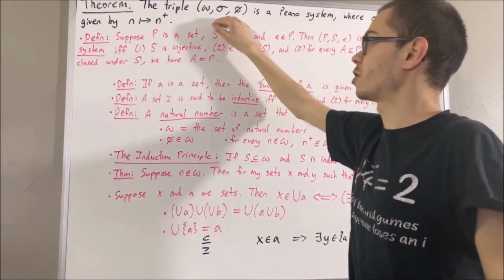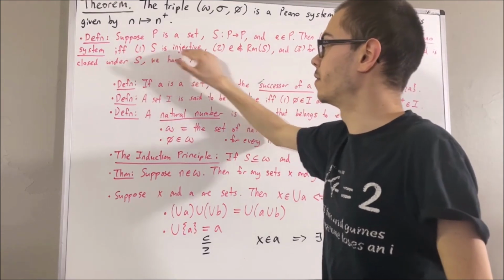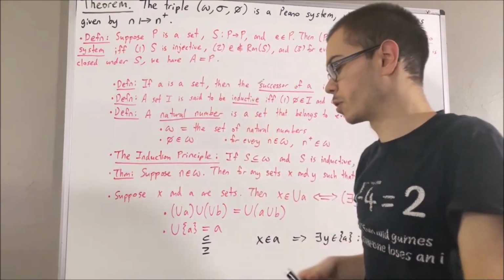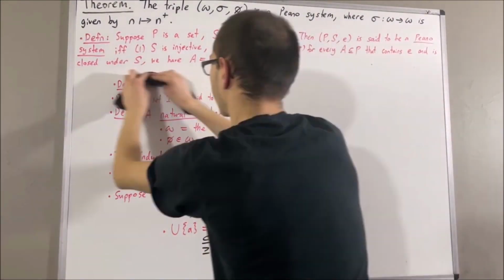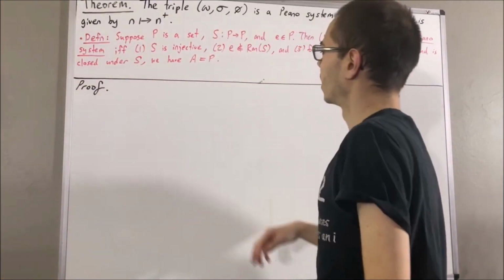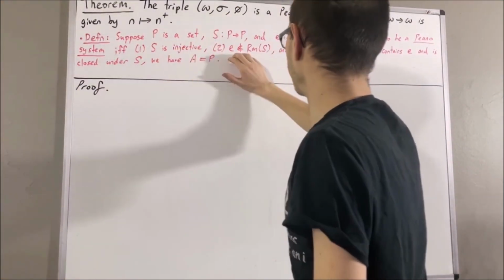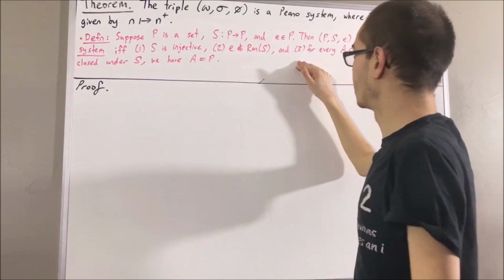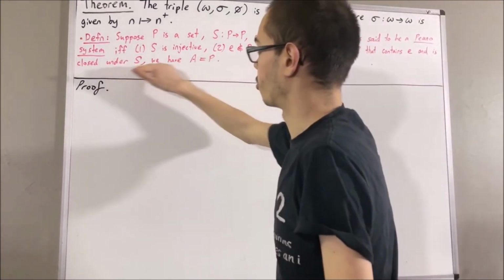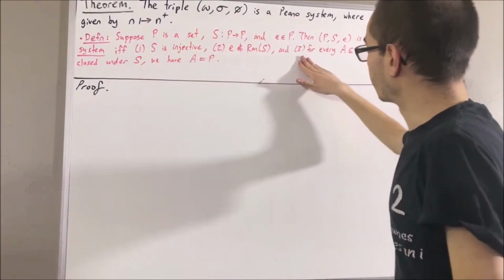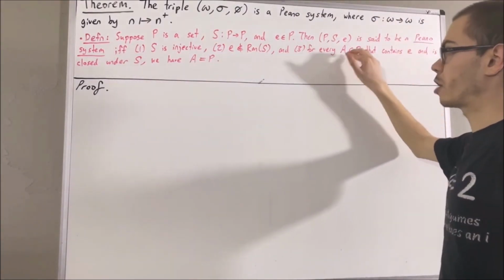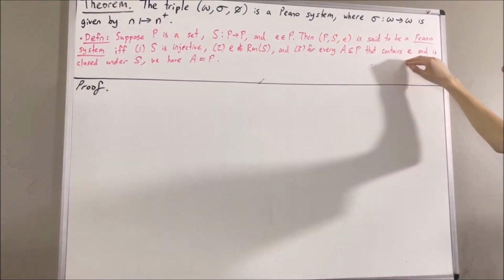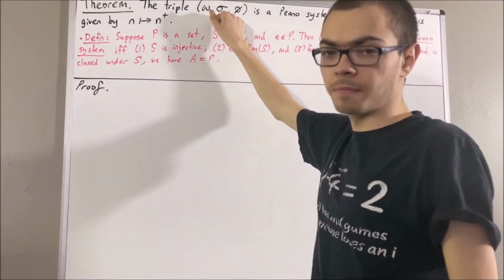So now, to verify that this triple is a Peano system, we want to verify these three conditions are true. So now, let's prove those three conditions hold. Now, to prove that this triple satisfies these three conditions, we're actually going to prove these three conditions in reverse order, just by preference. So we're first going to prove the third condition is true for this triple. And to prove this third condition, let's give ourselves an arbitrary subset A of the natural numbers that contains the empty set, and A is closed under sigma.